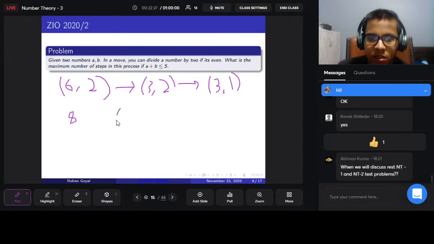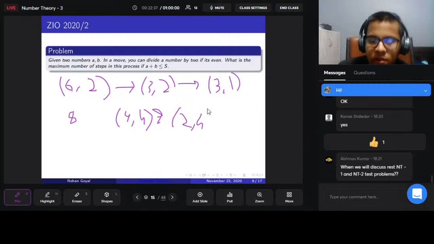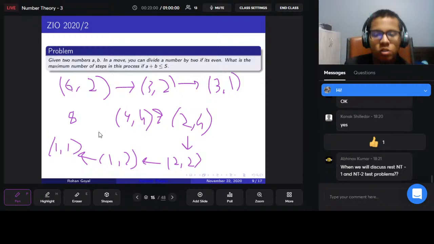Yes, we can. We can change the starting pair to 4 comma 4. So that goes to 2 comma 4, then goes to 2 comma 2, then goes to 1 comma 2 and 1 comma 1. So that's 4 steps. So we want to find how many maximum steps we can do for any given S. How do you try to approach this problem?